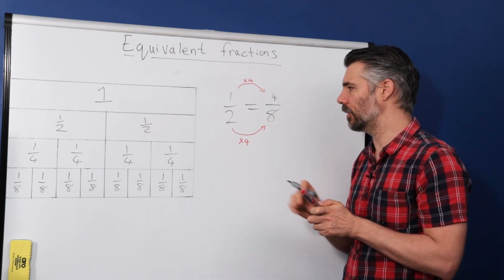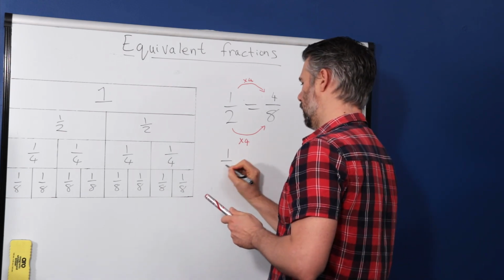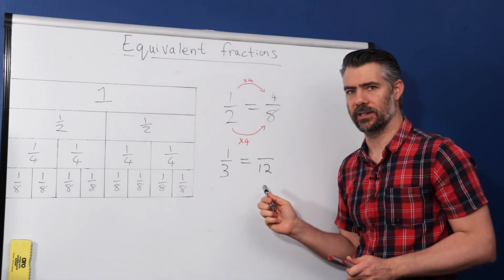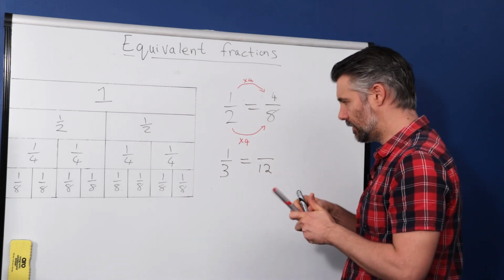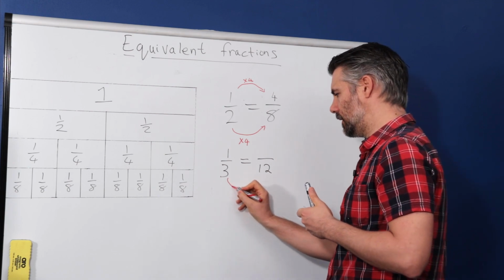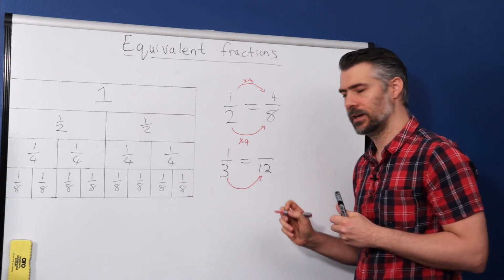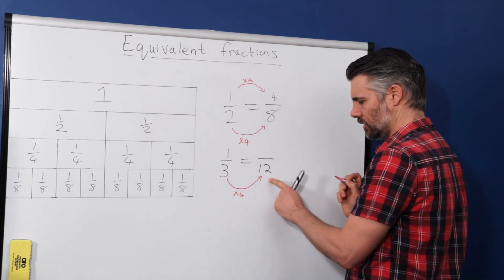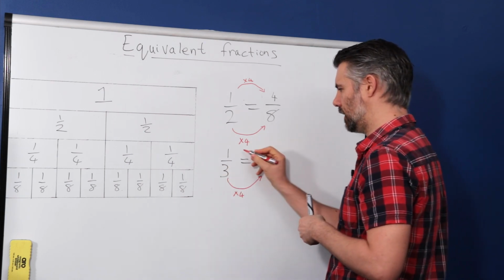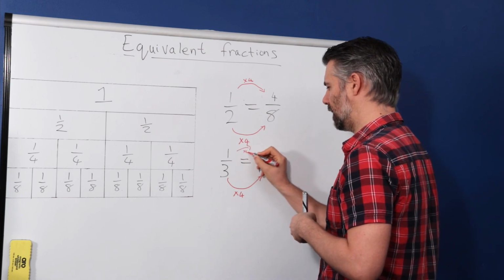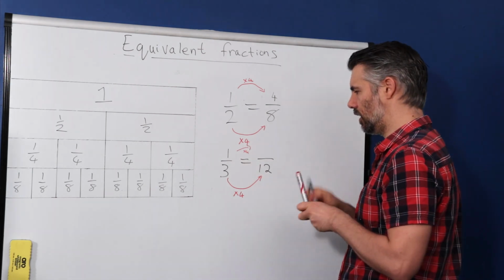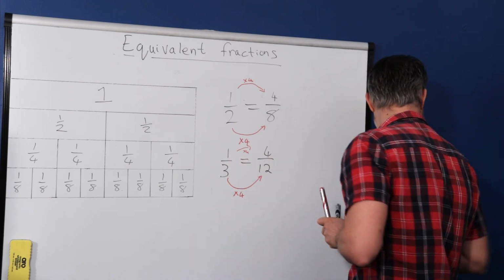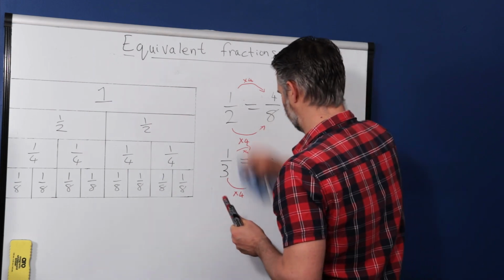So if I want to do another one, let's say I have 1 over 3 and I want to find out how many twelfths that is. I do exactly the same thing. I say, what did I do to this 3 to get it to 12? And the answer is I times it by 4. 3 times 4 is 12. So what do I do at the top here? Same thing. I multiply it by 4 and I get the answer of 4. 1/3 is equal to 4 twelfths. Do one more example here.